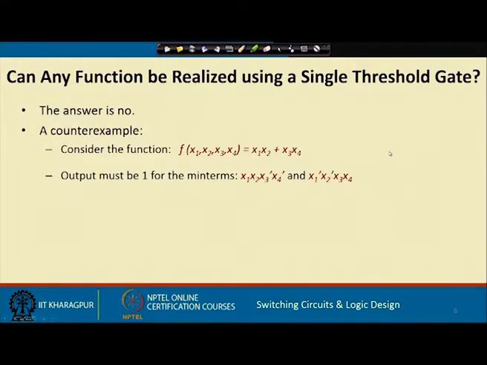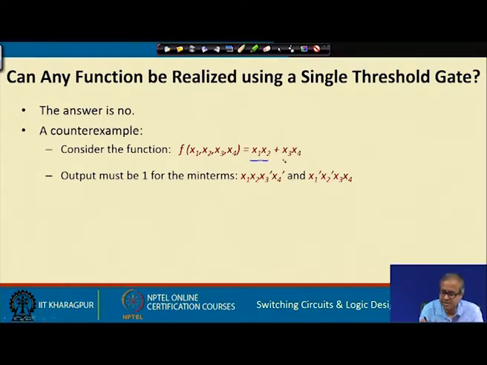So, with this example, the two product terms here are x1 x2 and x3 x4. The output must be 1 for these two min terms. So x1 x2 must be 1, but x3 x4 can be anything, they are actually don't care, and then the first product term will be 1.